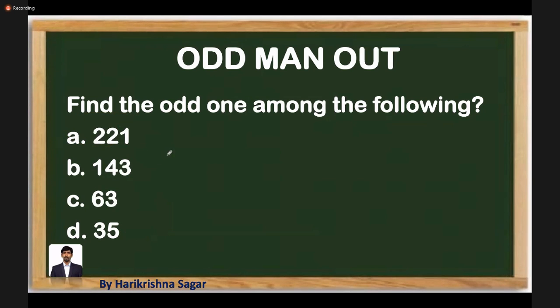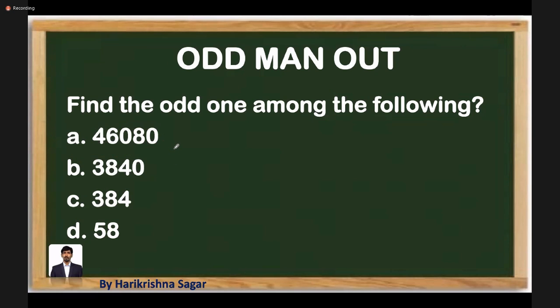Find the odd man out: 221, 143, 63 and 35. If you observe carefully, 143 is 12 square minus 1. 63 is 8 square minus 1. 35 is going to be 6 square minus 1. 221 is not a perfect square minus 1, because if you increase it by one, 222 is not a perfect square. That's the reason the odd man out is going to be option A.